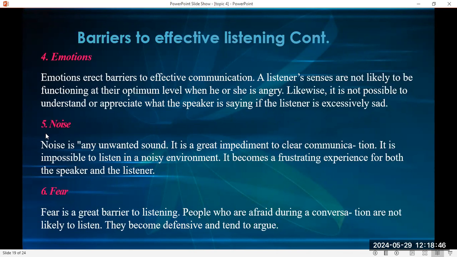Noise is another thing. Noise is any unwanted sound. It's a greater impediment to clear communication. It is impossible to listen in a noisy environment. It goes without saying, and it becomes a frustrating experience for both the speaker and the listener. Fear is another thing.